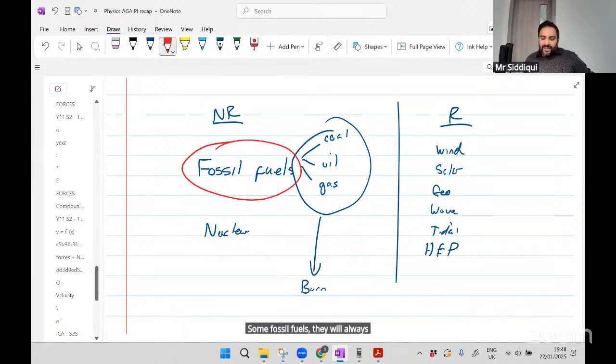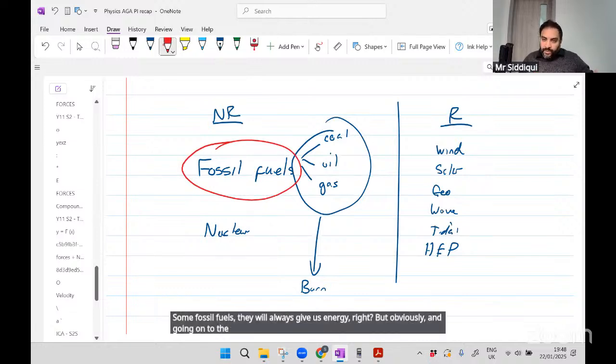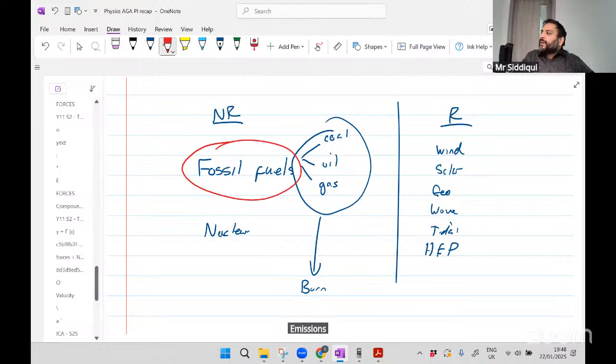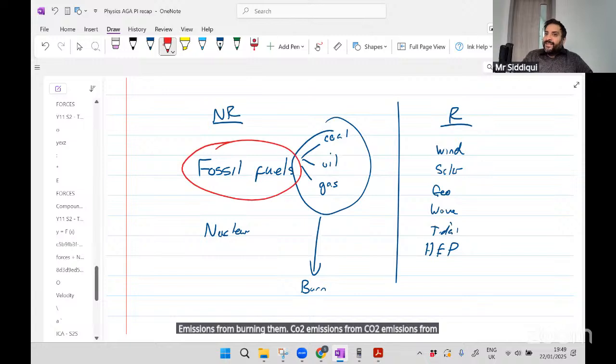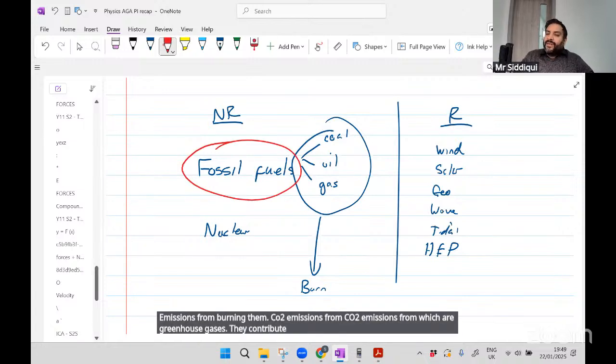give us energy, right? But obviously, going on to the bad, we know that they are running out because they are non-renewable. We also know that there is a huge consequence in terms of the emissions from burning them. So CO2 emissions, which are greenhouse gases, contribute to the greenhouse effect, which can cause global warming, which has loads of consequences.